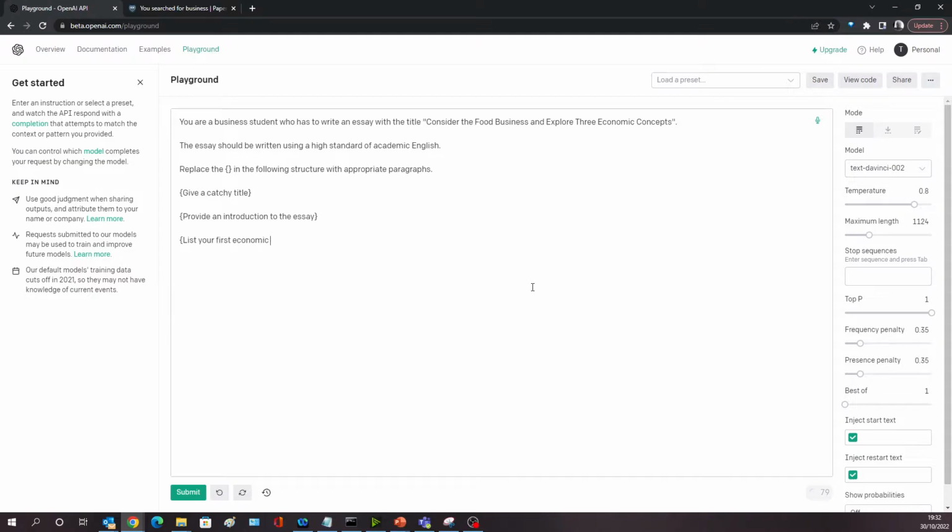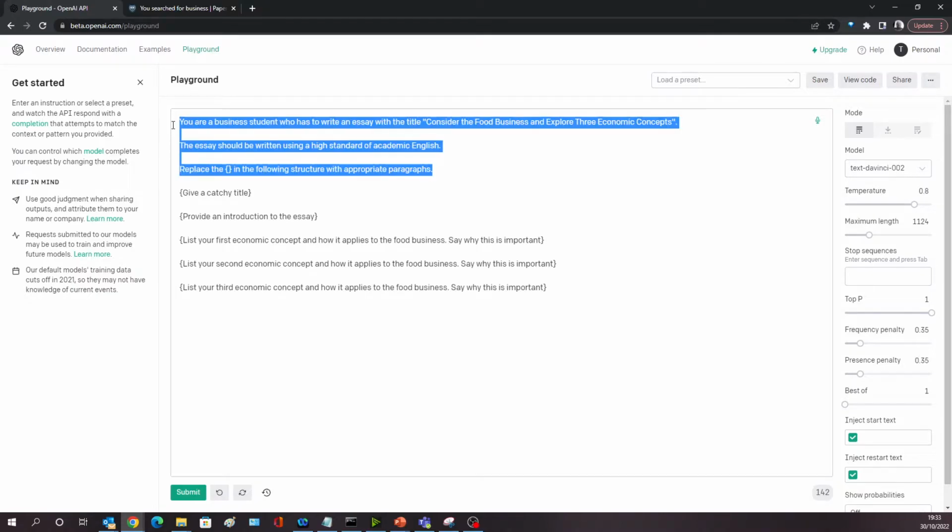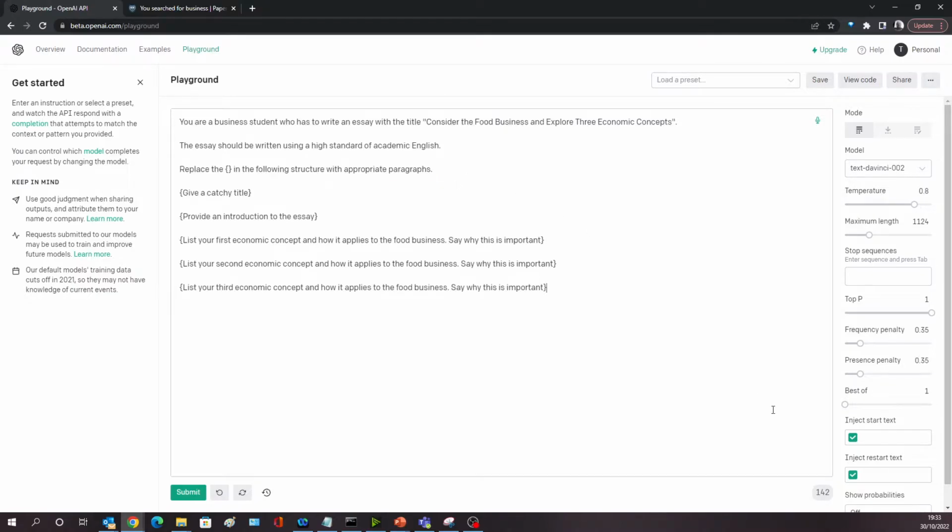List your first economic concept and how it applies to the food business. So why this is important. And for speed, I'm going to write here, list your second and your third. Now, if you had your own ideas, you can actually provide these concepts within these braces or in the introductory text up here, rather than relying on the machine to generate it for you.